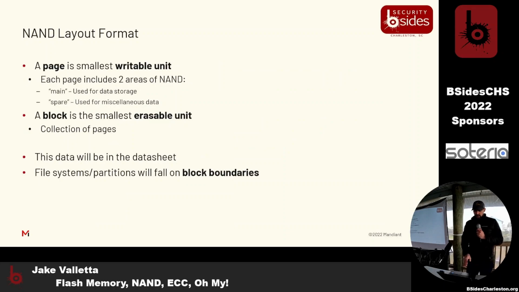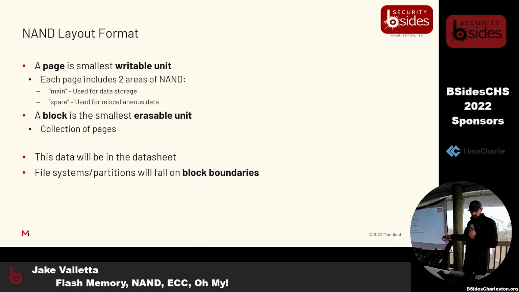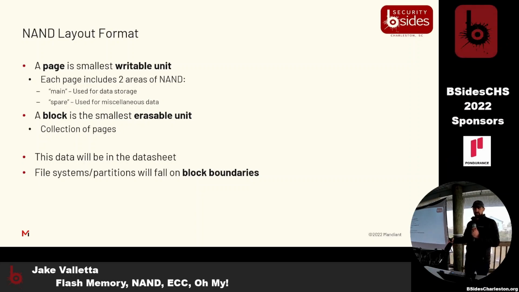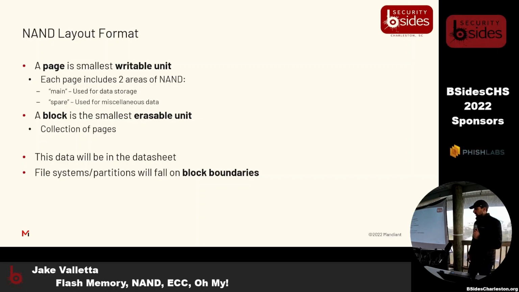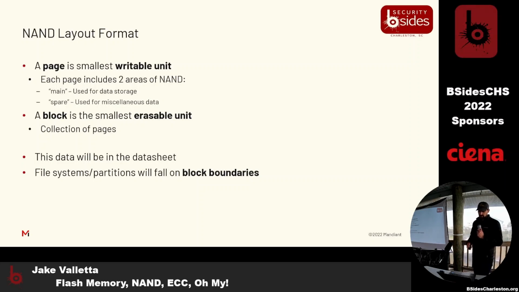So when you're dealing with NAND, you have two kind of units of measurement, I guess, or storage. A page is going to be the smallest thing that you can write, and a block is the smallest thing that you erase. So when you do a bulk erase of a NAND, you do that in a block, and you write things at a driver level in the page. And all this data is going to be in the data sheet, right? So it's going to say the page is 2048 bytes, and the block is 64 pages, right? And you'll need to know that data when you're dealing with this.